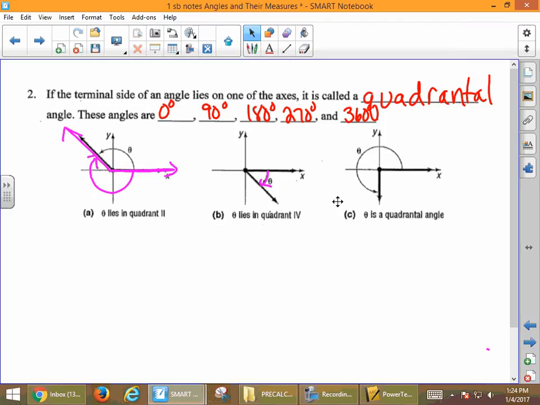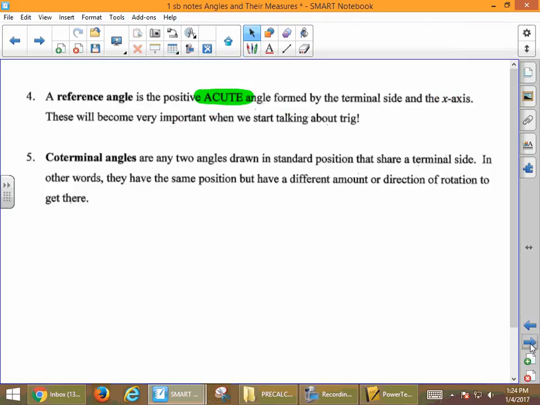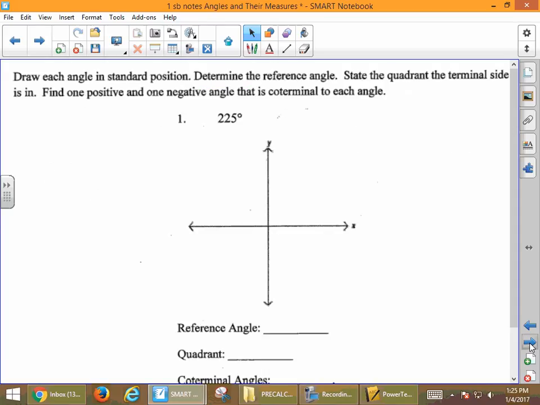Again, let's go back and look at coterminal just to think about that. Coterminal angles are any two angles. So we've got two angles drawn in standard position, and they share a terminal side. So let's flip the page and let's practice with some examples here.